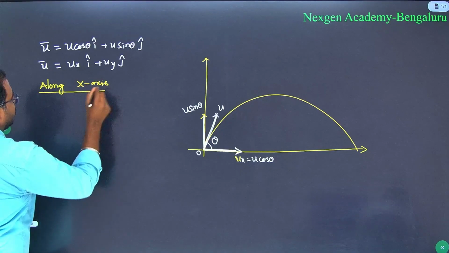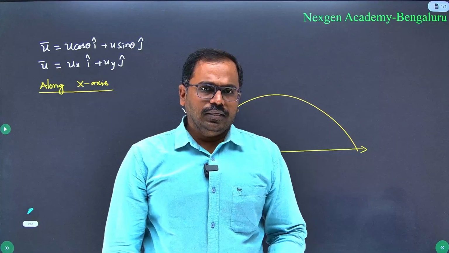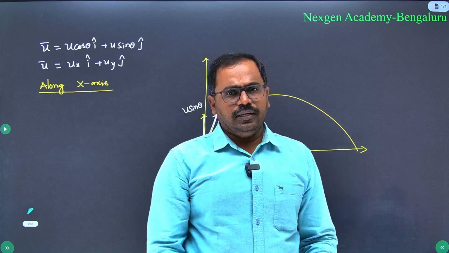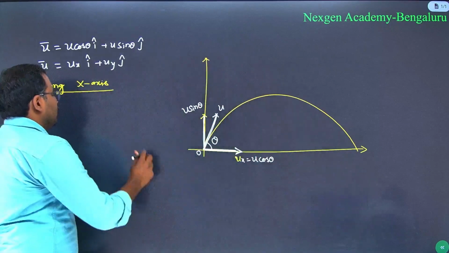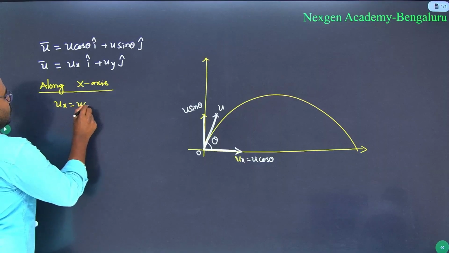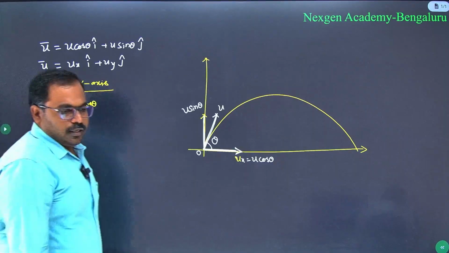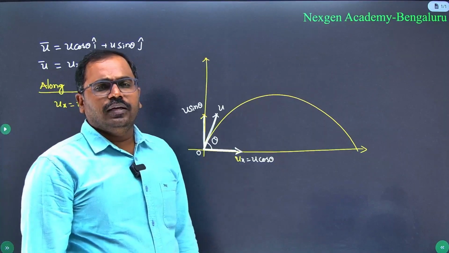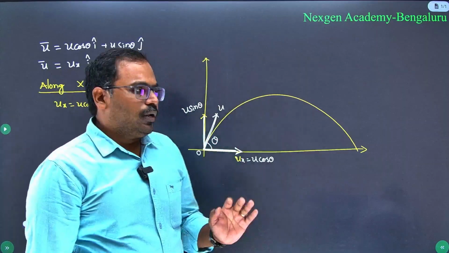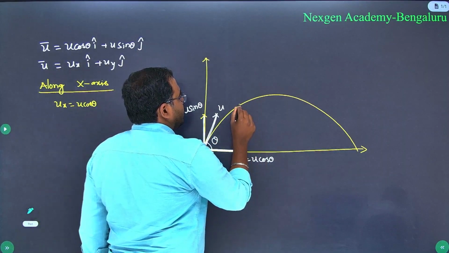Along this direction, the body has only the velocity u cos theta. Is there any acceleration to the projectile? No acceleration. The body has only velocity, that is ux equal to u cos theta. When it comes to the vertical direction, the body also has some initial velocity, u sin theta. Now, at any instant of time, let's imagine the body is here.